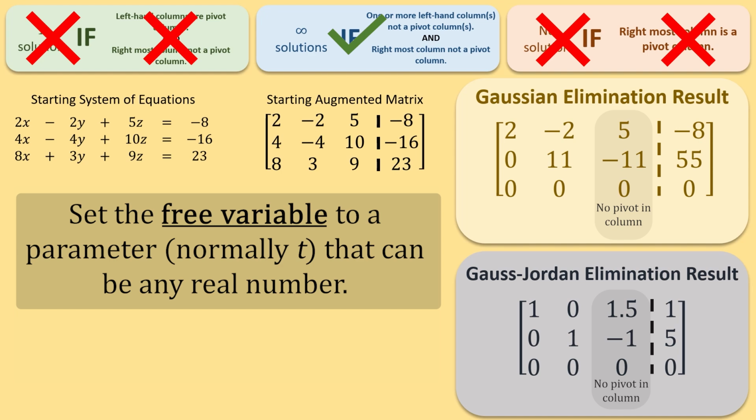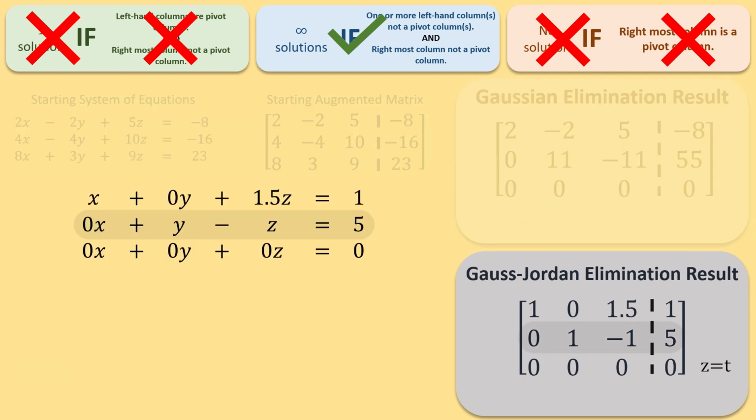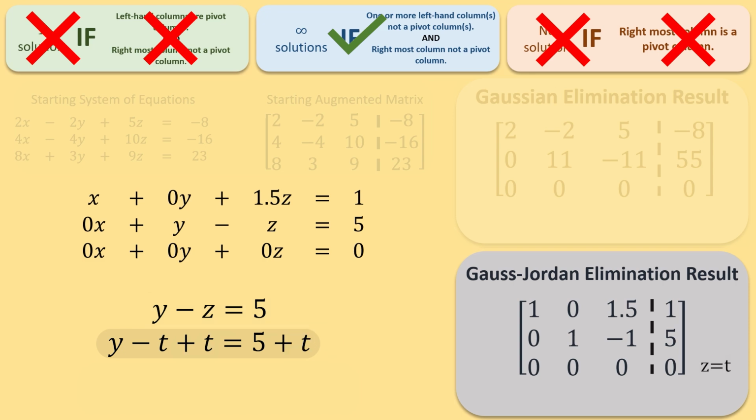So the column associated with the variable z is not a pivot column, so z is a free variable, and so we set z equal to t and let t be any real number. So z equals t. Now, let's use the second row of the Gauss-Jordan result to find what y is defined as within our set of infinite solutions. Well, the second row is equal to y minus 1z equals 5. z equals t, so we can replace z with t, which gives us y minus t equals 5. Isolating the y, we add t to both sides and we get y equals 5 plus t.